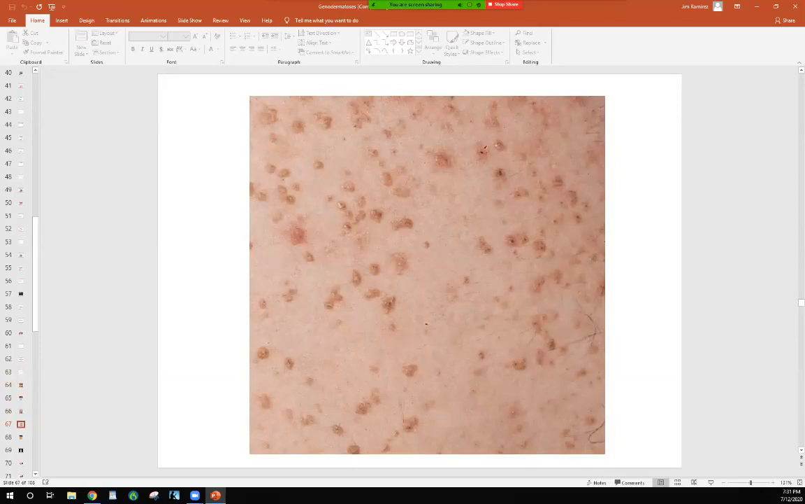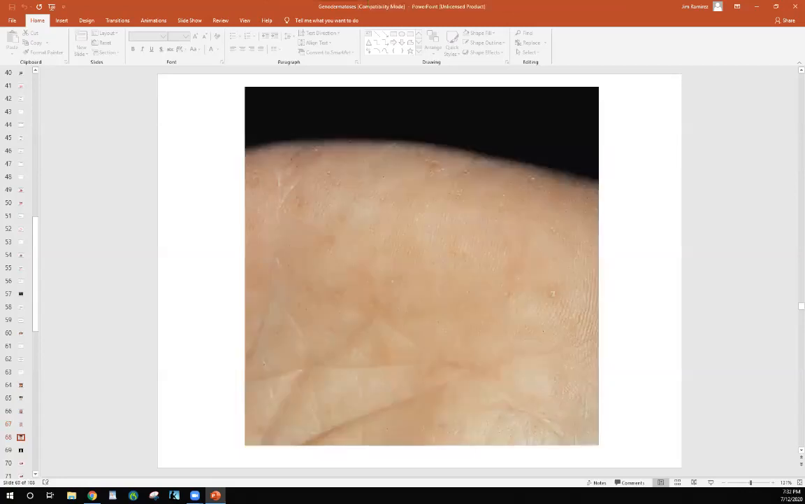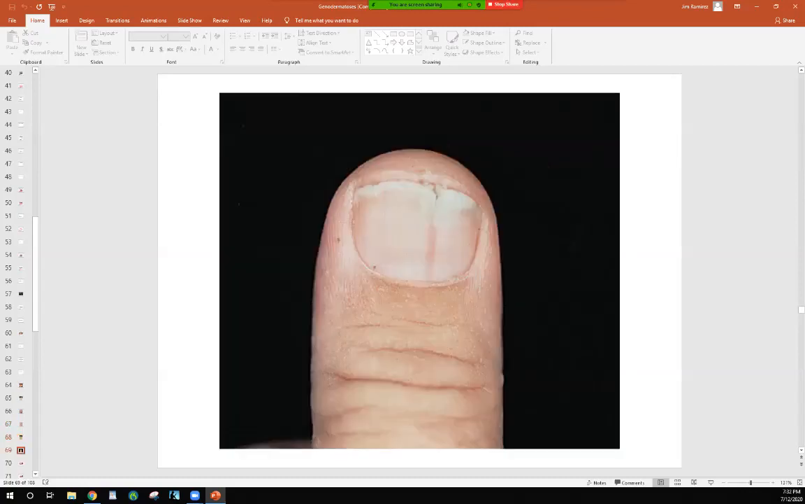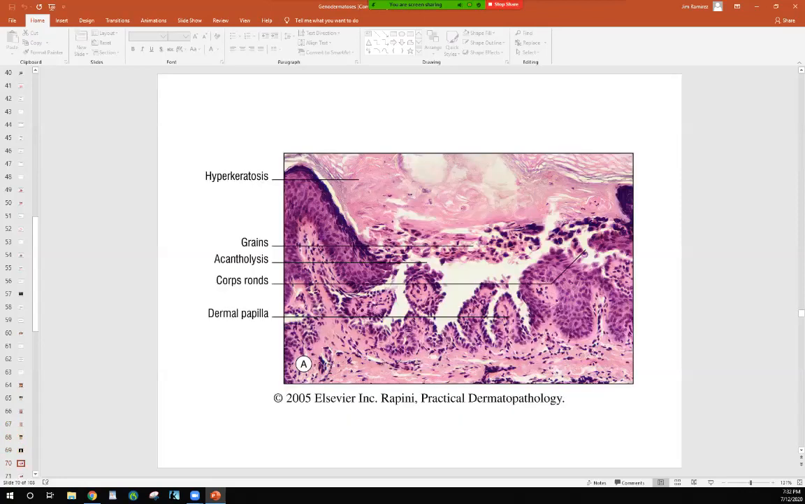So what I was saying earlier, Hailey-Hailey is more on the acantholytic side, that's why you get those large vesicles and bullae. It's more of a flaccid disorder. Darier's tends to be more of this keratotic thing, more on the dyskeratotic side. I'll show you that histopathologically. Here are the palmar pits and the longitudinal ridging on the nail.